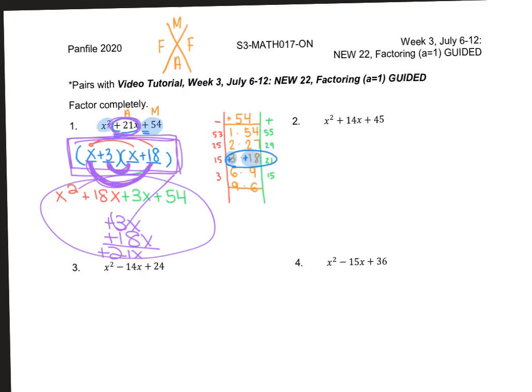All right, let's look at number 2. I want to multiply to this. I want to add to this. So I'm coming over here and I'm saying factors of 45. 1 times 45. 2 times, nope, doesn't work. 3 times 15. 4 doesn't work. 5 times 9. 6 doesn't work. 7 doesn't work. 8 doesn't work. 9 times 5.